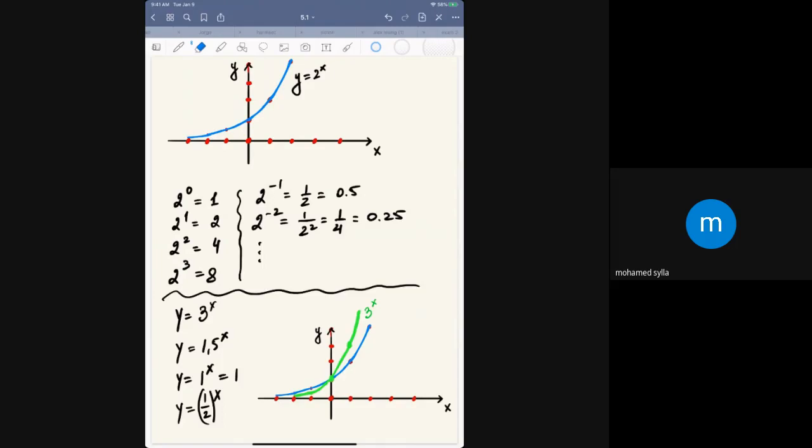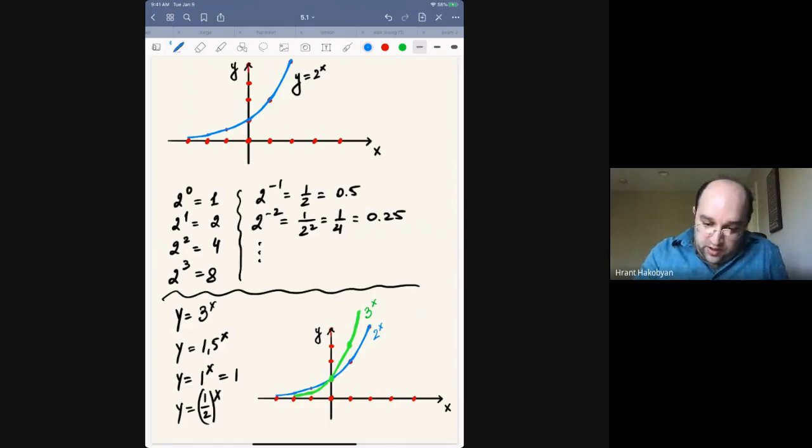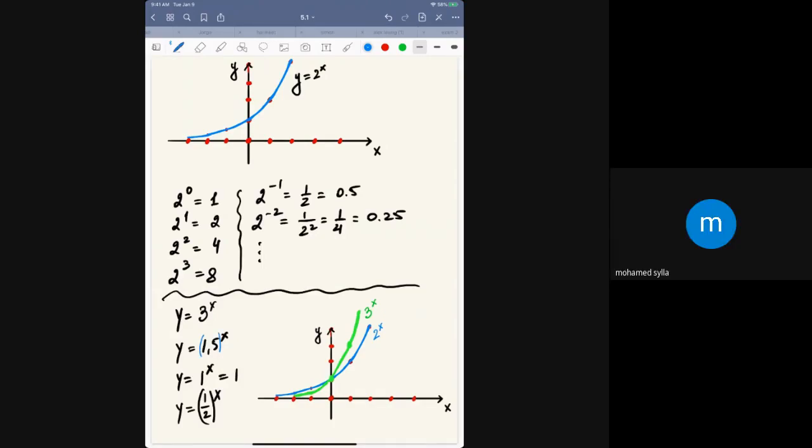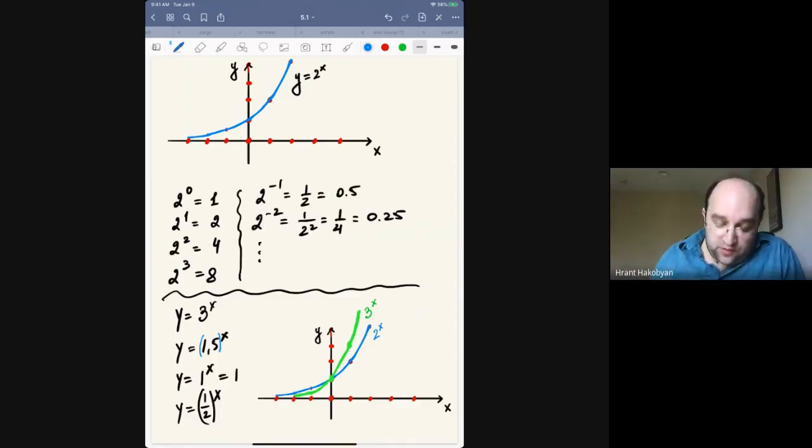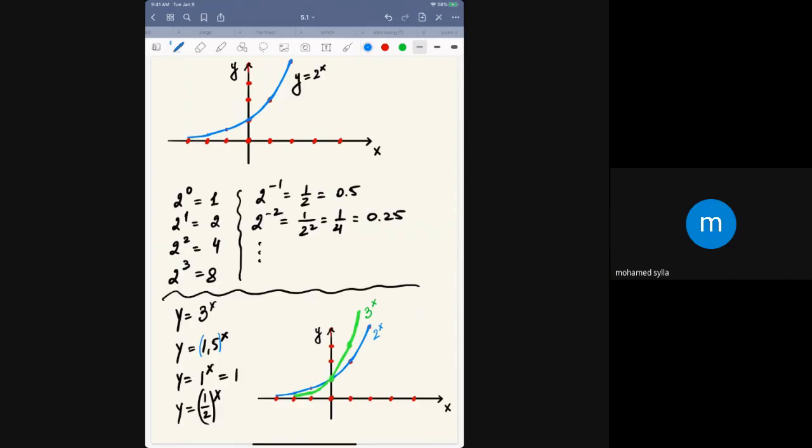So one last thing. Y equals 1.5 to the x. What is that? Sorry, I should have written it this way. What I meant is, in parentheses, 1.5 to the power x. Oh, I thought it was a comma. That's a dot, right? Yes, sir.